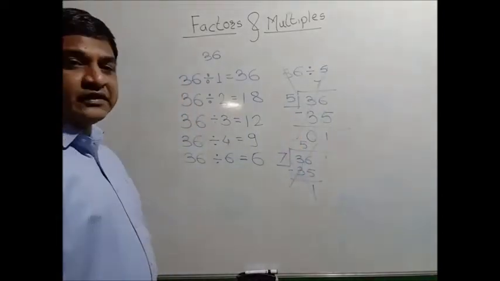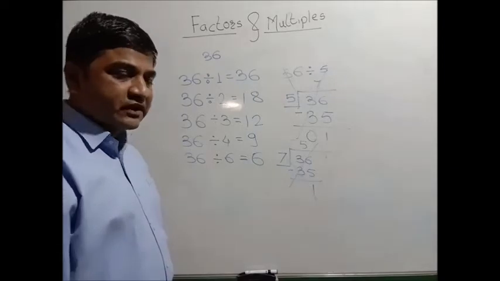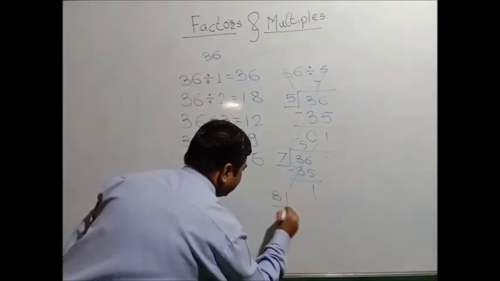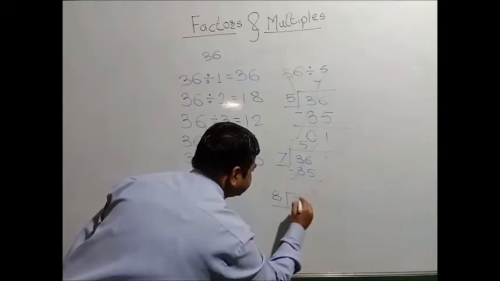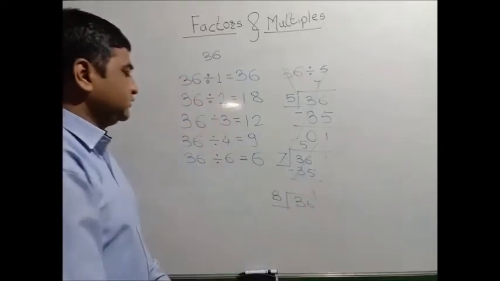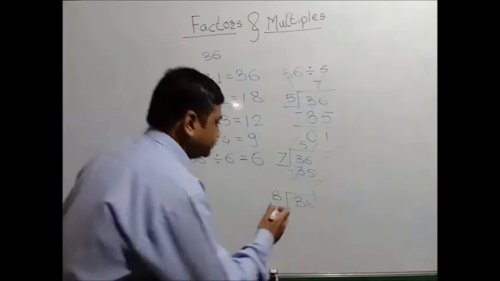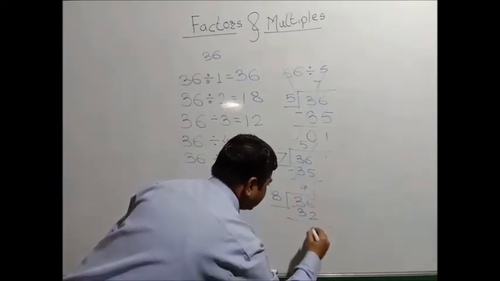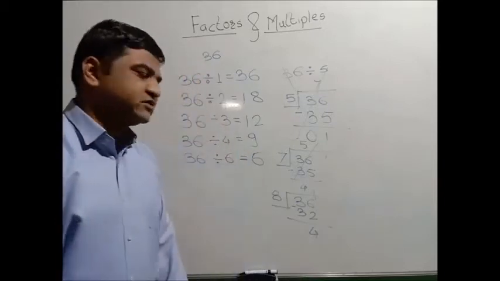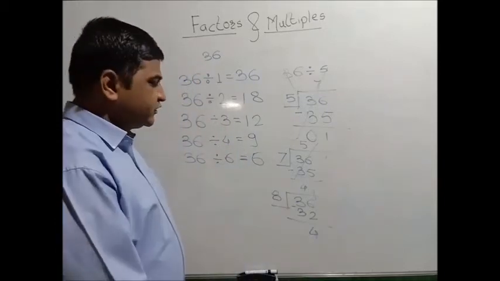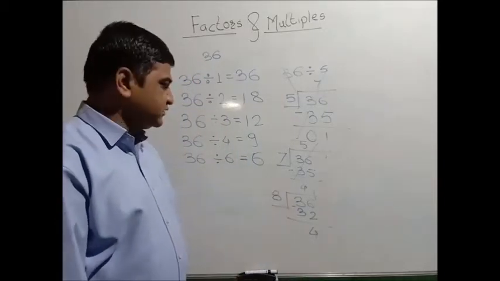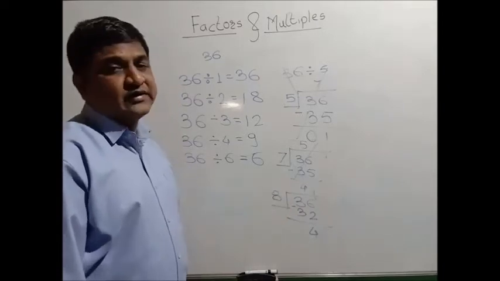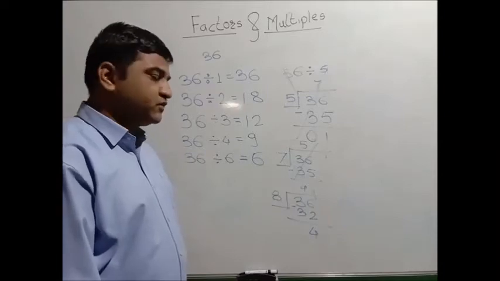Now what about 8? Can we divide 36 by 8? Let us try this. We are dividing 36 by 8. 8 4s are 32. What is the remainder in this case? The remainder in this case is 4, and we cannot completely divide the given number by 8. So 8 cannot be said as a factor of 36.